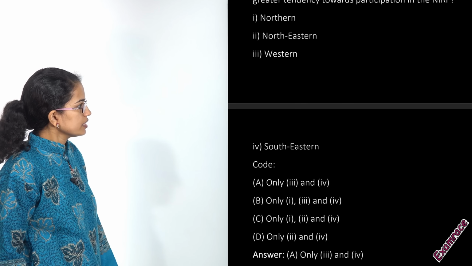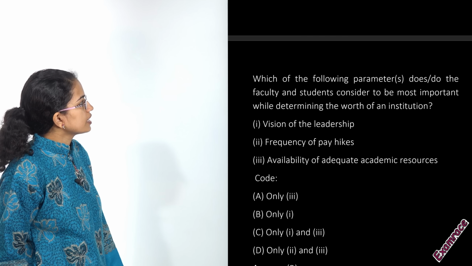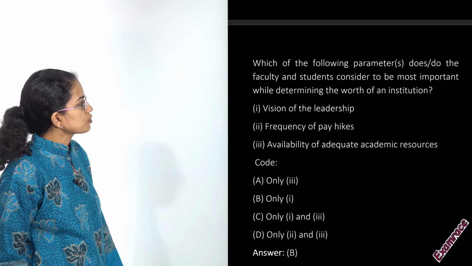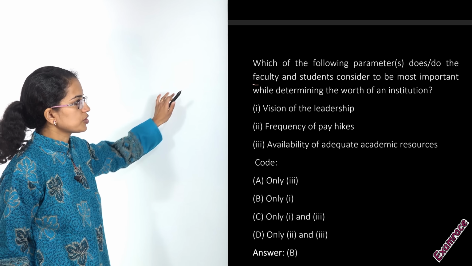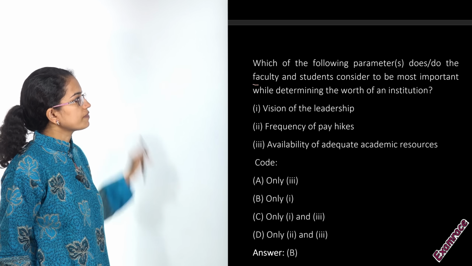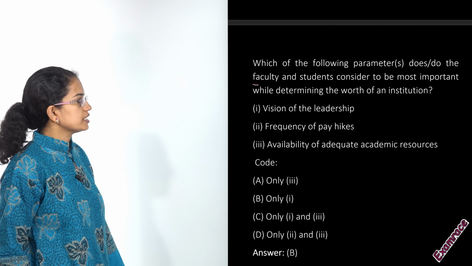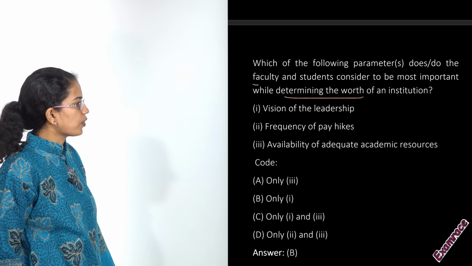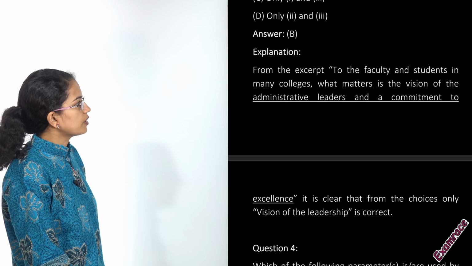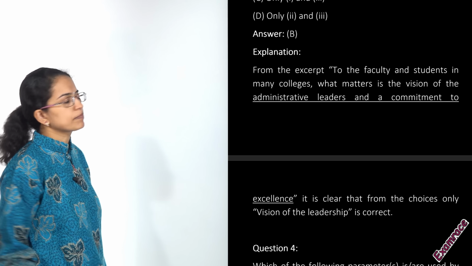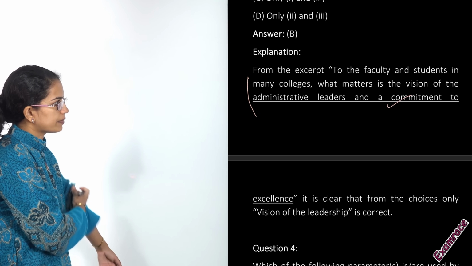The next question is, which of the following parameters does not talk about the faculty to be important for determining the worth of the institution. So vision for leadership is something that's really important, and it has been clearly mentioned in the passage here, where it has been talked about the vision for administrative leaders and commitment to excellence, and from here we can exactly find out what has been talked about.